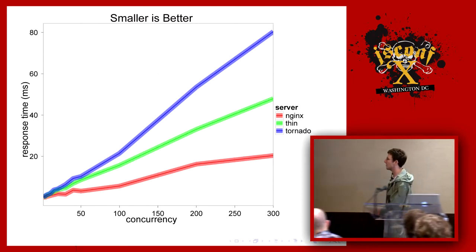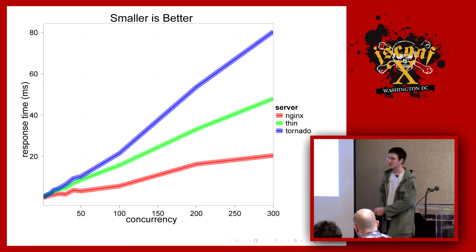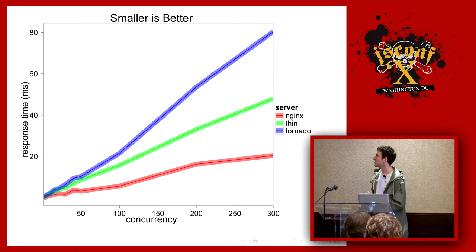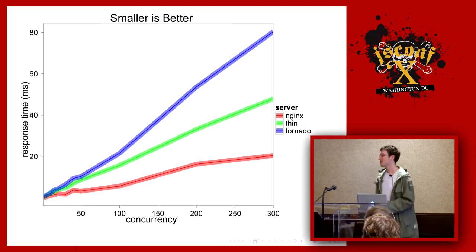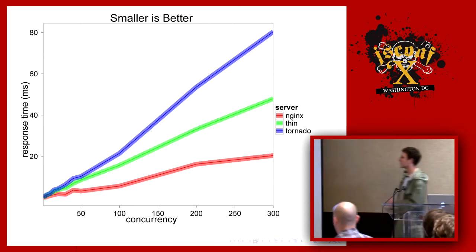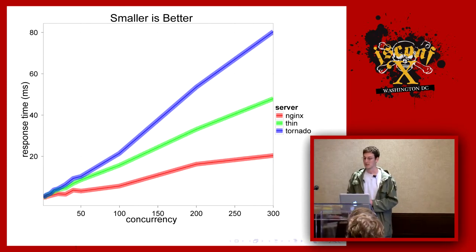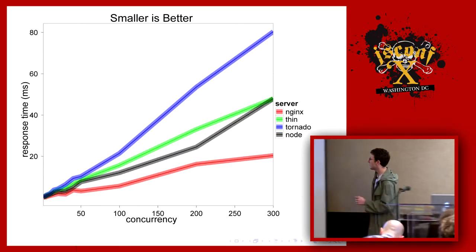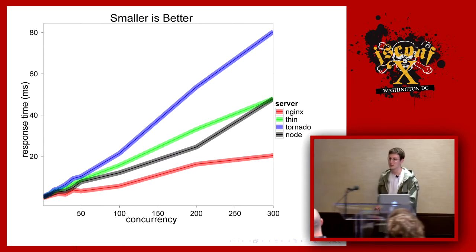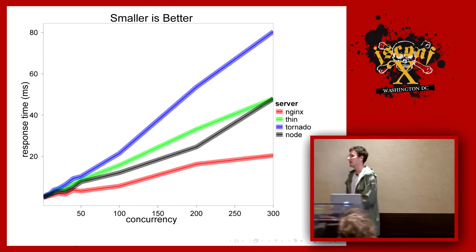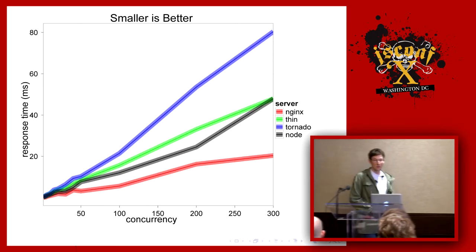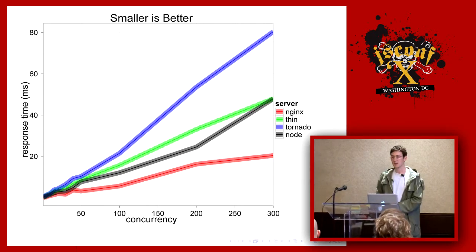Again, the actual numbers here aren't really so important because you probably can't achieve this sort of load in real life. But the point is, Nginx is quite a bit faster than the other ones, by a factor of 2 or 3. So if we add Node into there, then it looks like this, which is good, I would say. It's not really comparable to Nginx, but it's looking good when compared to Thin.